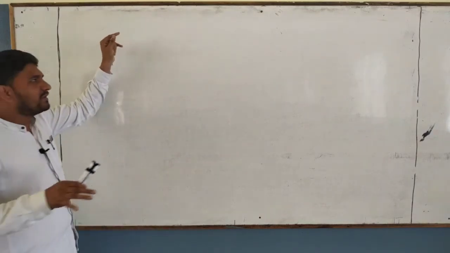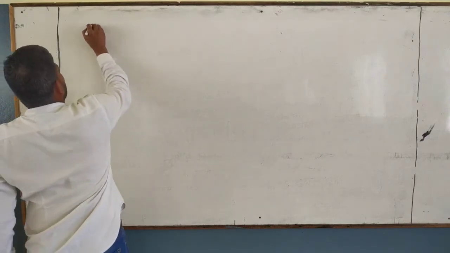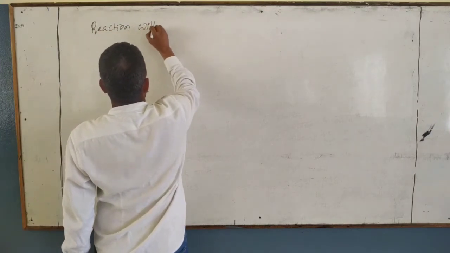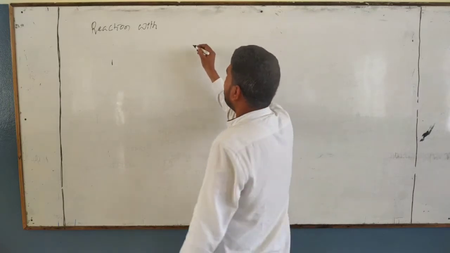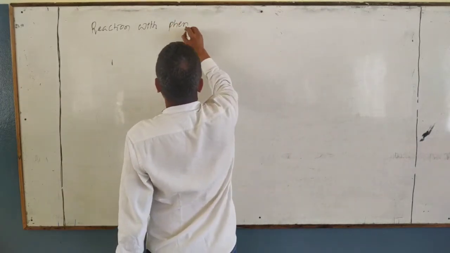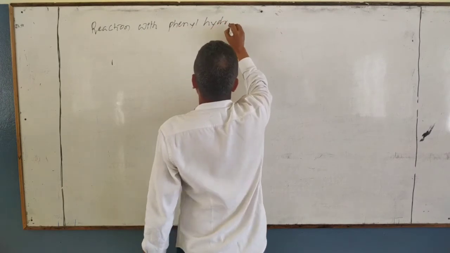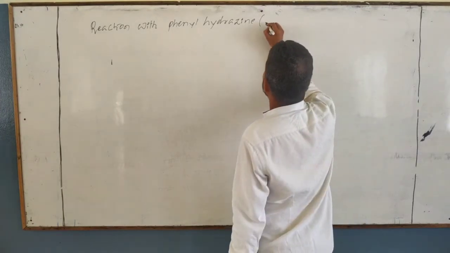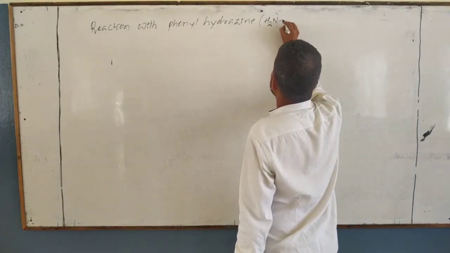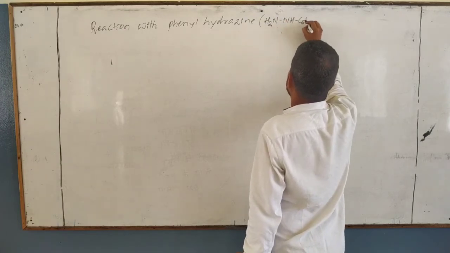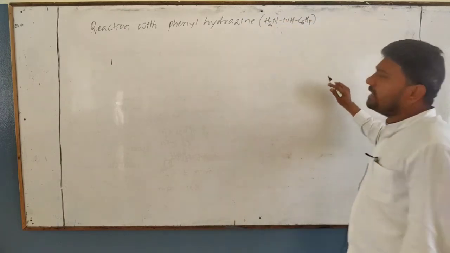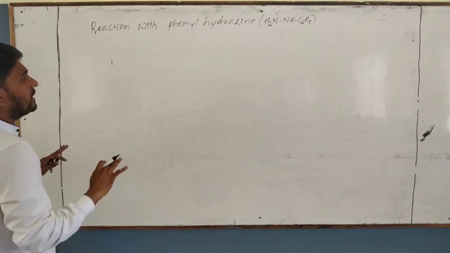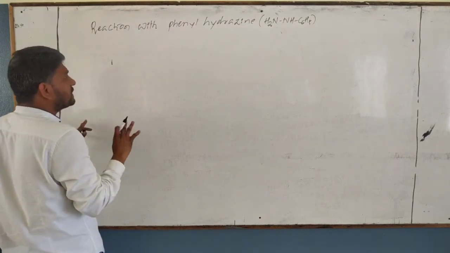Now, next chemical property is reaction with phenylhydrazine. See, just now I told you hydrazine. Hydrazine is nothing but what? NH2, NH2. You replace one hydrogen by what? One phenyl group. Phenyl group is C6H5. This is nothing but phenylhydrazine. Same reaction. Actually, there is no difference at all. You write down same thing.